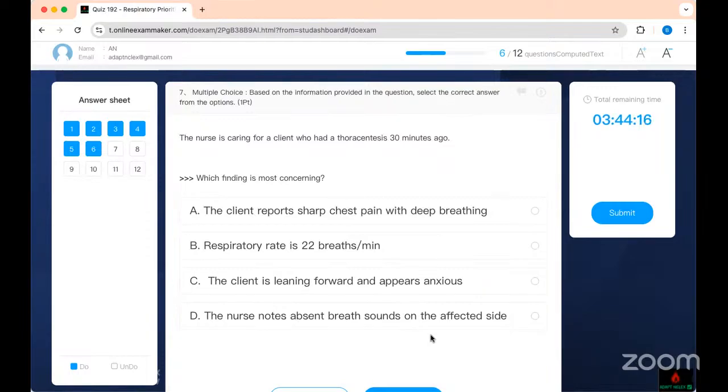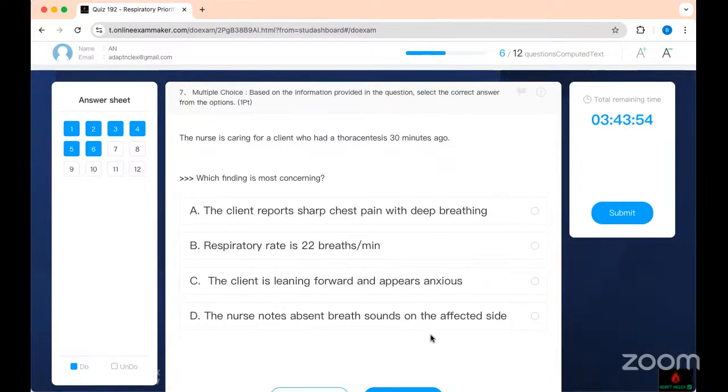What do you know about thoracentesis? What do you expect after thoracentesis? Use it to answer the question and see if you see something that should worry you. After thoracentesis, the major complication is pneumothorax. Look and see if you see pneumothorax there.